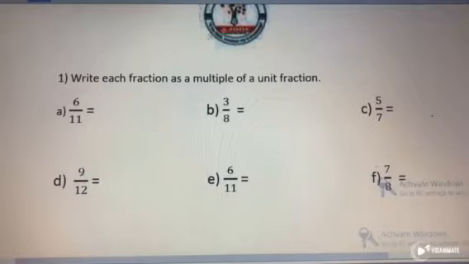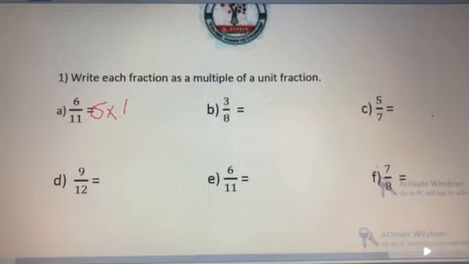How will I write these fractions as a multiple of a unit fraction? I will write it as a whole number multiplied by a fraction with numerator 1. Now we have 6 over 11. This will be 6 multiplied by a fraction with numerator 1. So this will be 6 multiply 1 over 11.